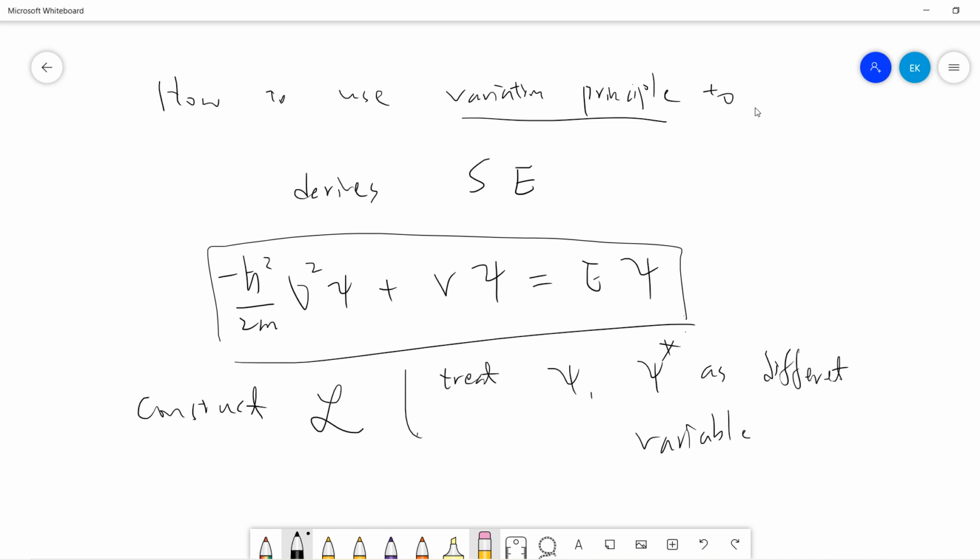So the key is that you write down some terms, or a function, that contains this psi and psi conjugate, and hopefully you do the variational problem and you get the answer. You get the Schrodinger equation. Okay, so the key is how to construct this L. How to construct this L. Okay, so let's quickly start.